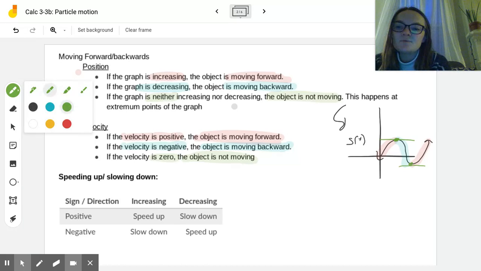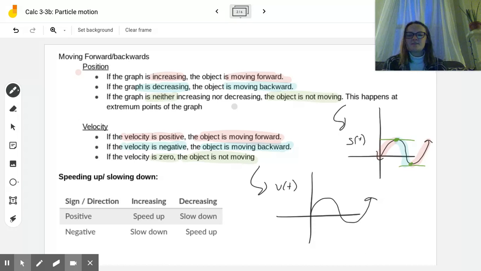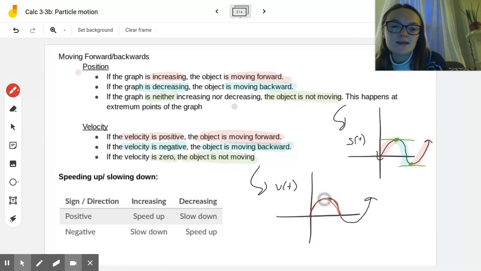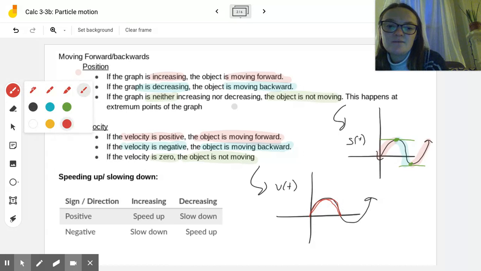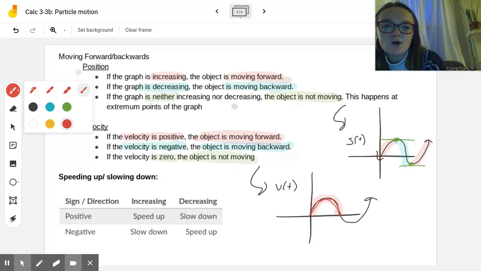All right, let's move on to the velocity graph. If I have a velocity graph here, we'll call it V of t, and I'm going to draw the same kind of graph. This one is different. It's not S of t, it's V of t. This is saying, what's my velocity with respect to time? If my velocity is positive, if I'm above the x-axis, then I know my object is moving forward. So if the velocity function is above the x-axis, I'm moving forward.